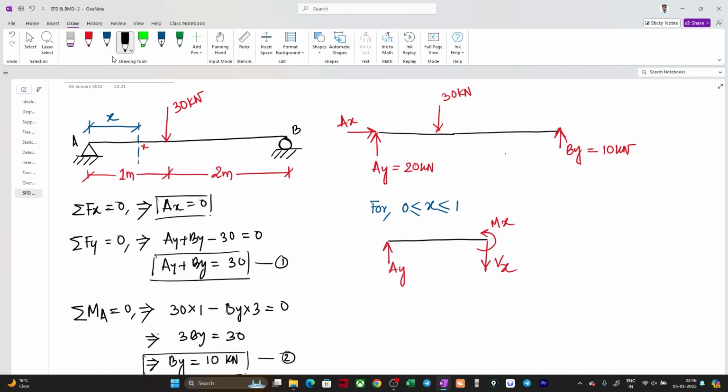So from here, if we want to find out, summation of Fy equal to 0. In this case, Ay, then Vx downwards, so minus Vx is equal to 0, right? The value of Ay we know is 20 kilonewton, we have written already. So 20 minus Vx equal to 0. So from here we can say Vx equal to 20 kilonewton. Directly we got it.